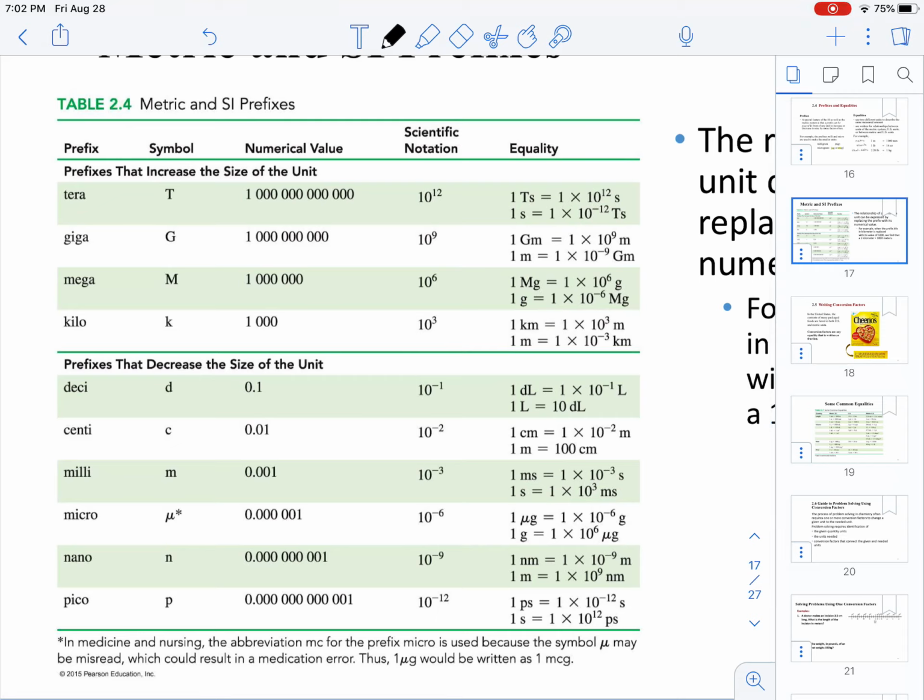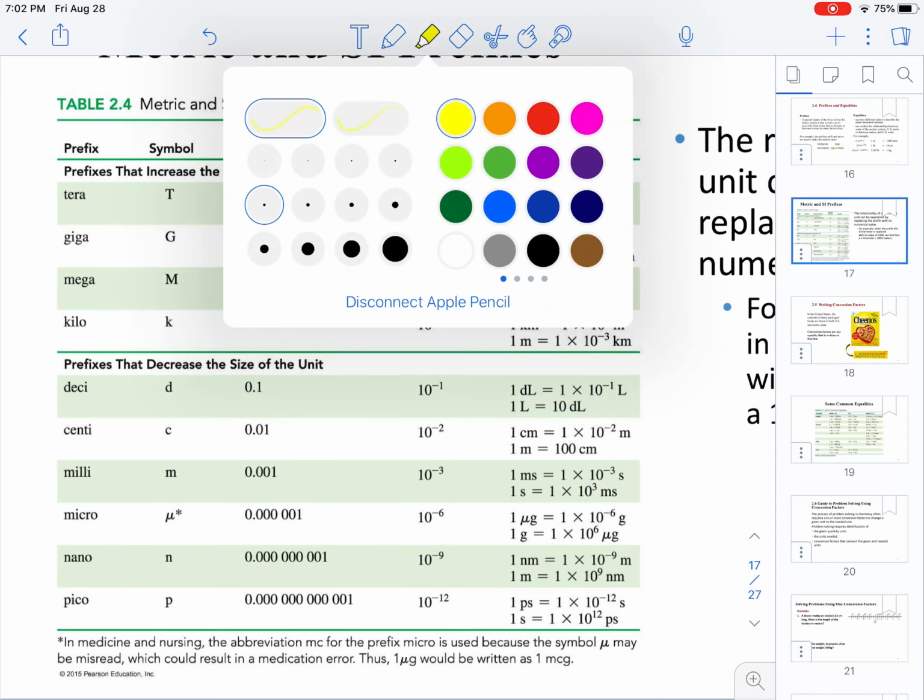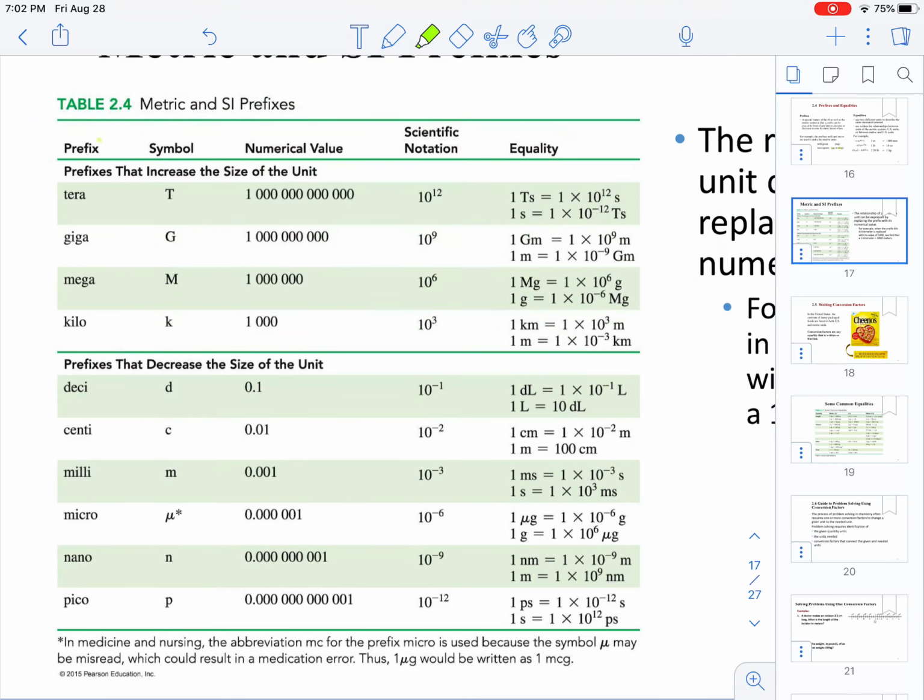We have prefixes that increase a unit. Examples of that include tera, which has the symbol of a capital T, giga, which has a symbol of a capital G, mega, which has the symbol of capital M, and kilo, which has the symbol of a lowercase k. Now, the important thing to remember here, I'm just going to highlight the items that are important for you to know. What is the prefix? What is the symbol? And the scientific notation.